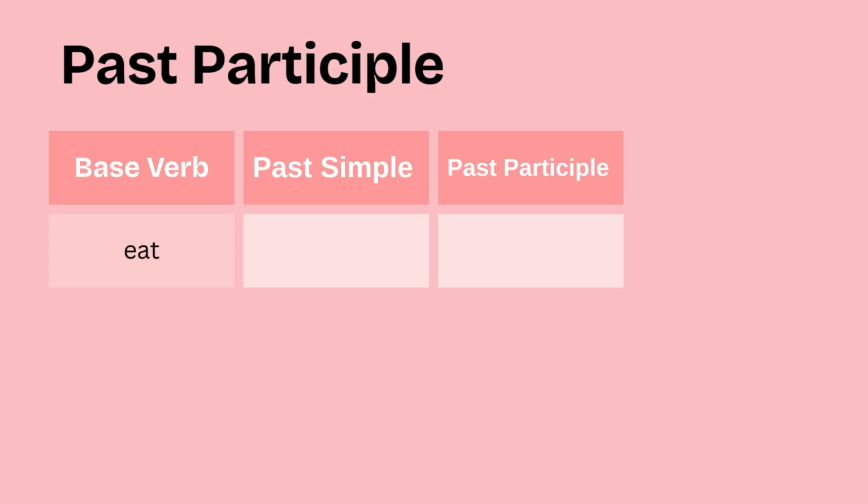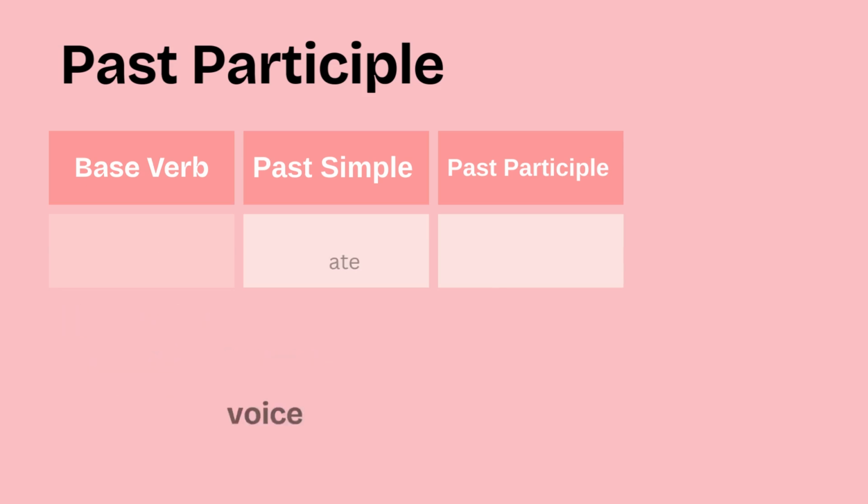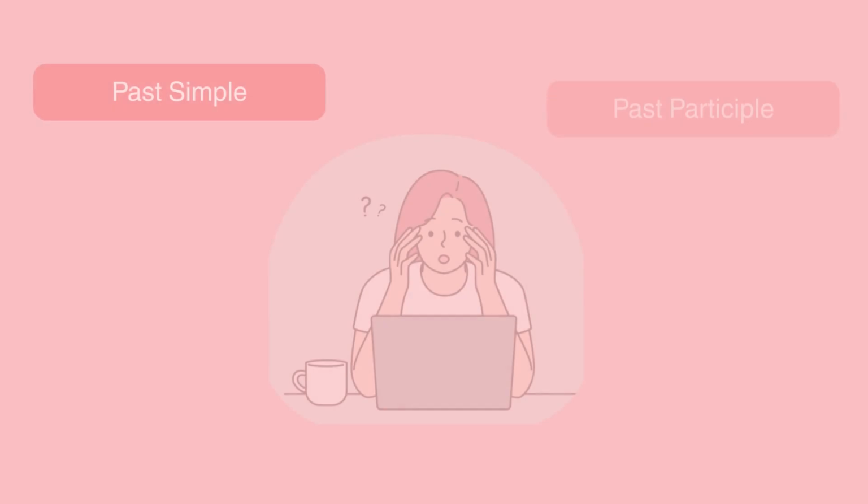A past participle is just a form of the verb. For example, the base form is eat, the past form is ate, and then we have eaten. The word eaten is the past participle. It is used in perfect tenses and in the passive voice.